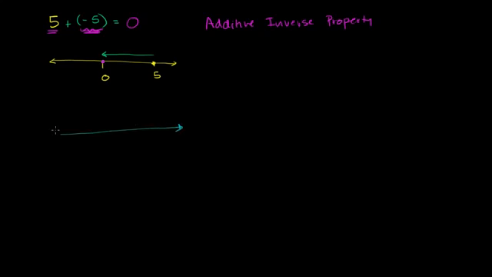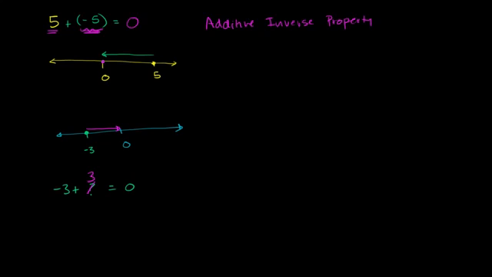Similarly, let me draw another number line right over here. If you started at -3, so you've already moved 3 spaces to the left, and someone says, well, what do I have to add to -3 to get back to 0? Well, I have to move 3 spaces to the right now, and 3 spaces to the right is in the positive direction, so I have to add +3. So if I add +3 to -3, I will get 0.